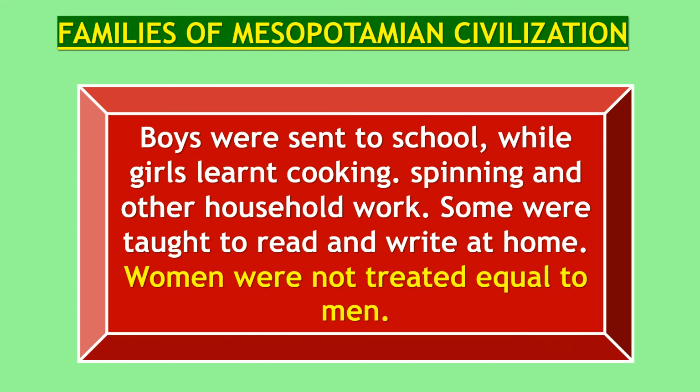Families of Mesopotamian civilization. Boys were sent to school while girls learned cooking, spinning, and other household work. Some were taught to read and write at home. From this, we can conclude that women were not treated equal to men.